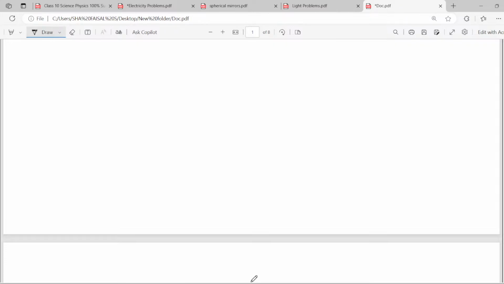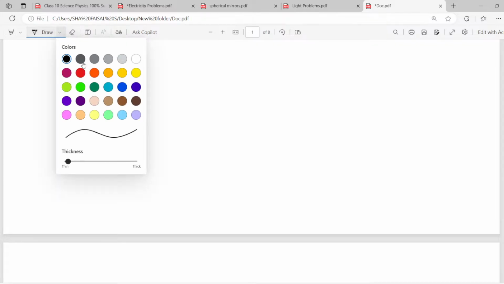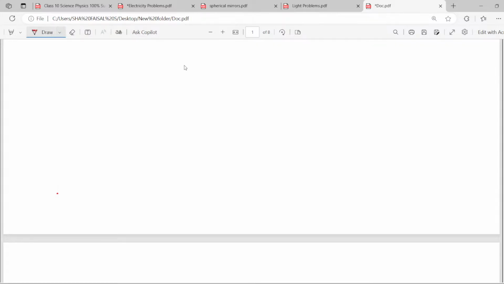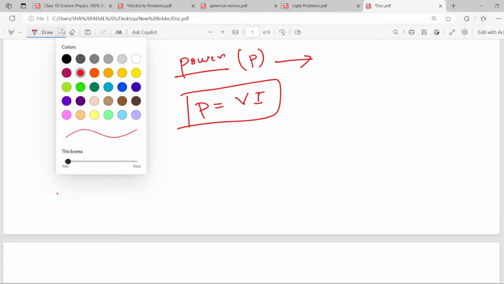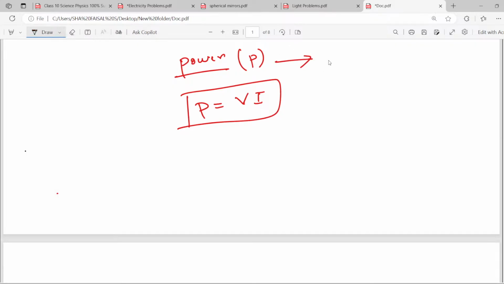Okay. And next, come back to electric power. So electric power is denoted by the symbol P. We have a formula P is equal to V into I. Remember, this is the first formula to find electric power. And always remember, the SI unit of electric power is watt. We write it in W form. So power is denoted by watt.